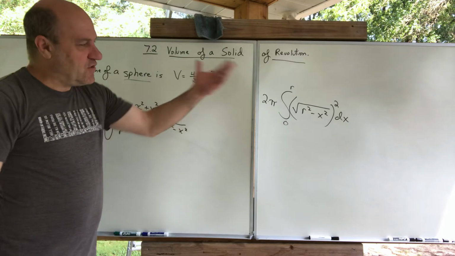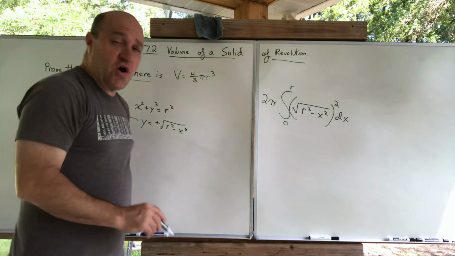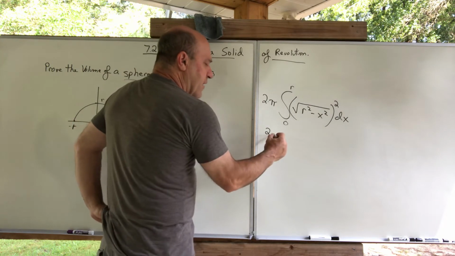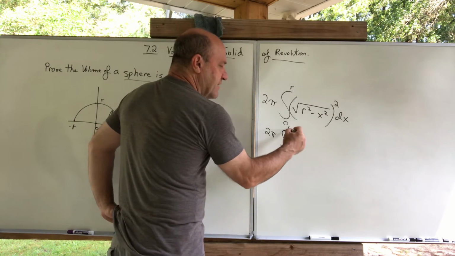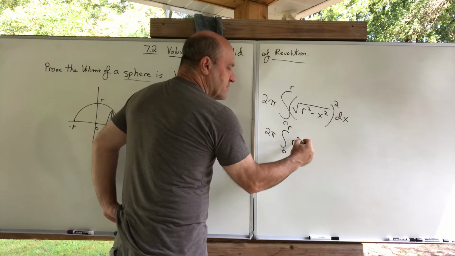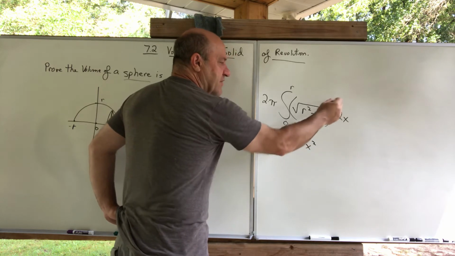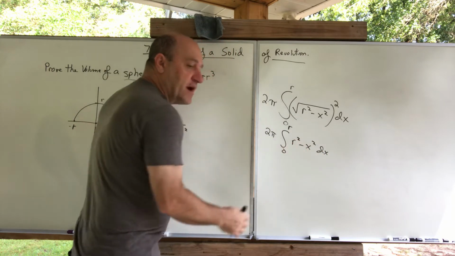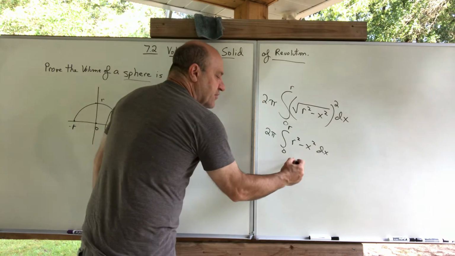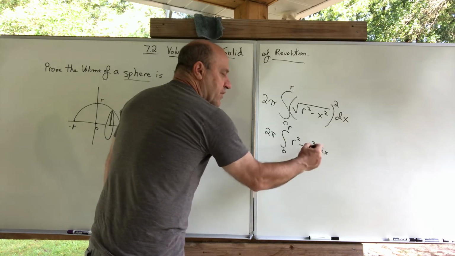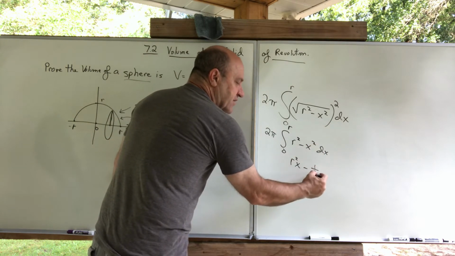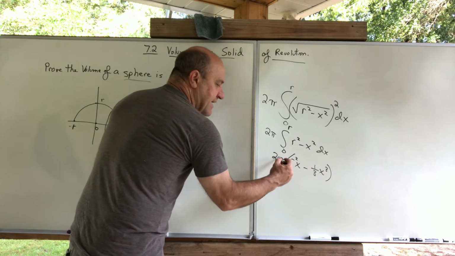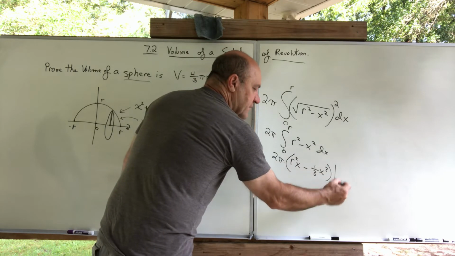All right, and then you can do this. It's easy. Remember, r is a constant, treating this little r like a constant. Here we go. First step would be to square it. When you square it, you get r squared minus x squared. You cancel the square root. Well, this is easy to integrate. When you integrate r squared with respect to x, you get r squared times x. When you integrate x squared with respect to x, you get 1/3 x cubed. Out in front is a 2 pi, and we're going to evaluate from 0 to r.